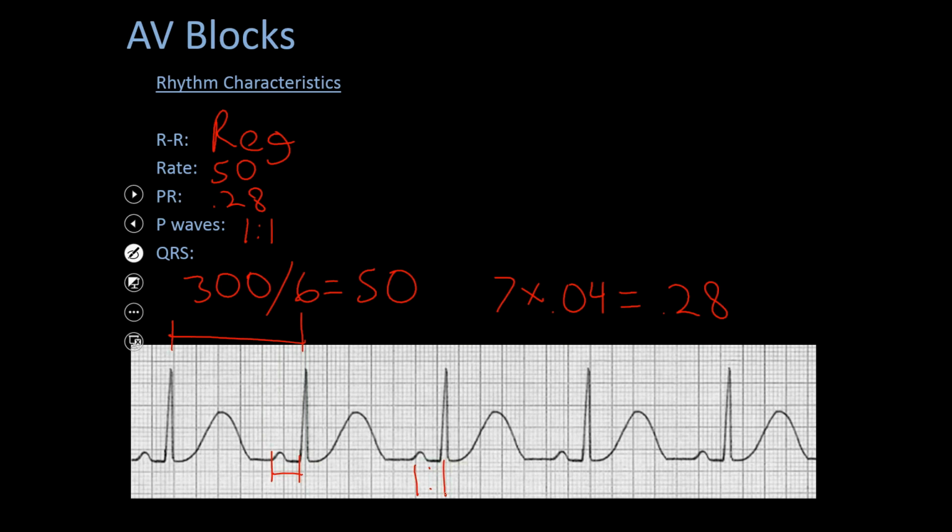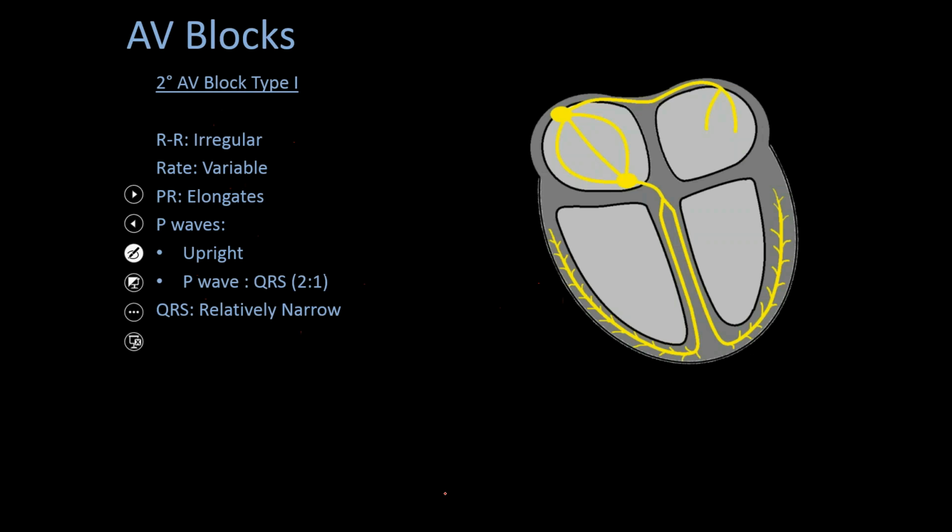But what happens if that PR is not just elongated? What if that impulse gets blocked altogether? So that's when we start talking about second degree AV block. Second degree AV block is broken down into type 1 and type 2. So we're going to talk about type 1 first.